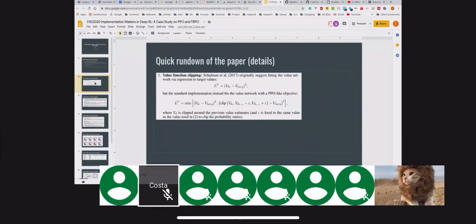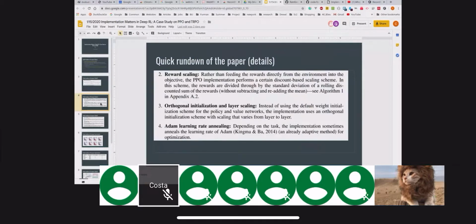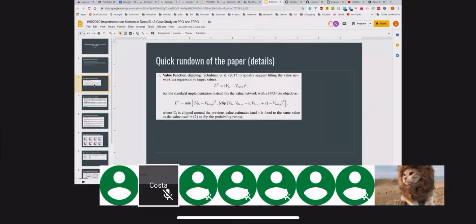So let's get into the paper. Mainly, the paper lists about 9 different code-level optimizations that they think could potentially help PPO, and they suggest it was not PPO's clipped objective that was really improving the agent's performance.